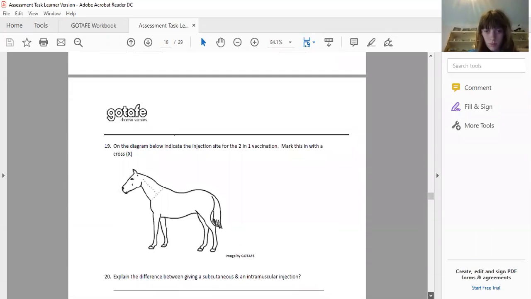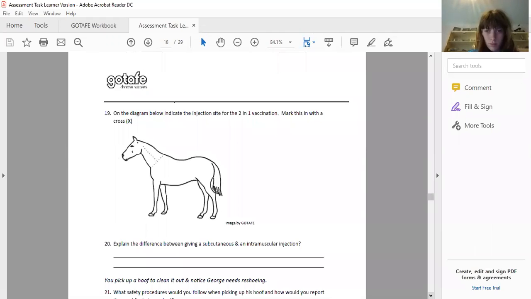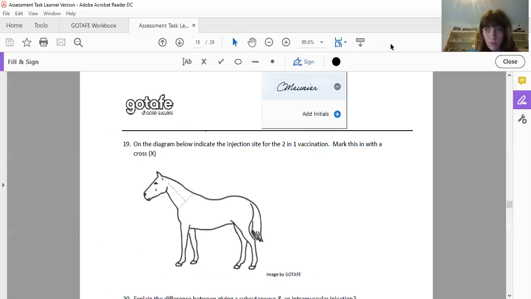And then on 19, it's saying on the diagram below, indicate the injection site for the 2-in-1 vaccination. So if we're giving him a 2-in-1, all you need to do is pop in here, wherever it may be, where your X could be. Now, I think we can on these ones pop in with an X, but if you can't for whatever reason with an X, you can highlight with a different color.